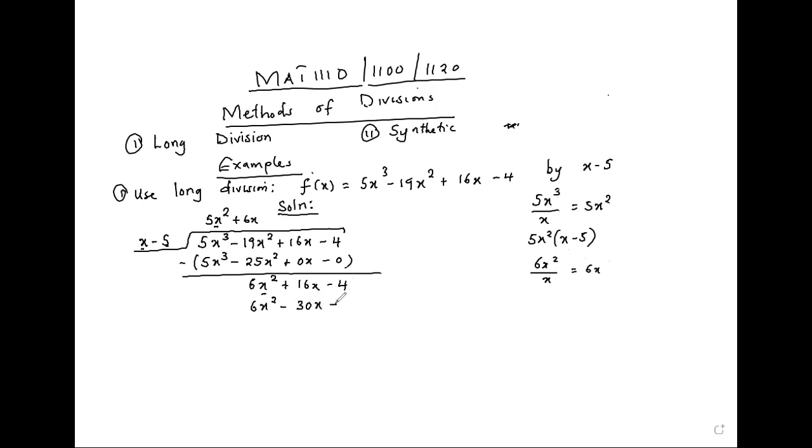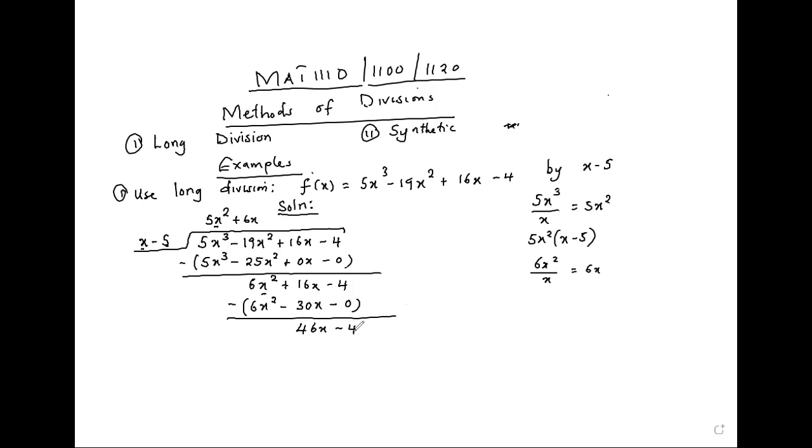And then we can put a minus 0 or a plus 0. So when I'm dealing with 0, I put anything. It could be plus or minus because it's 0. Then we subtract again. So we have 6x squared minus 6x squared. We get a 0x squared. We don't write anything. We go to 16x minus 30x. Okay, that becomes positive 46x and then minus 4.